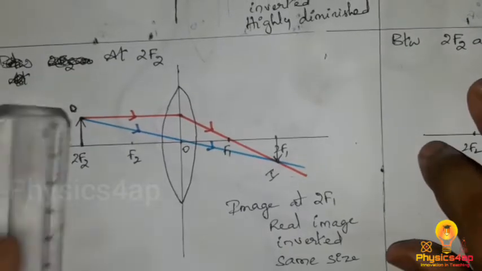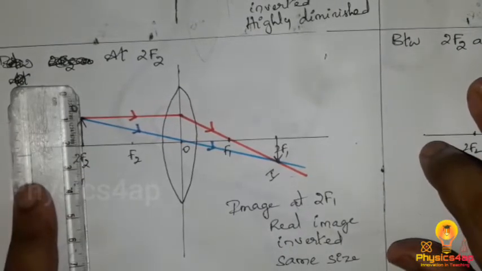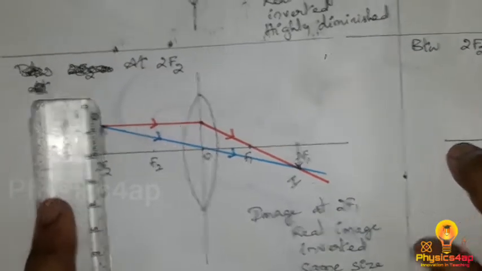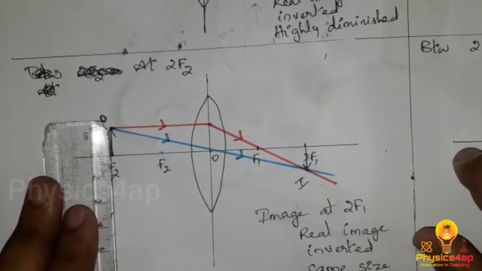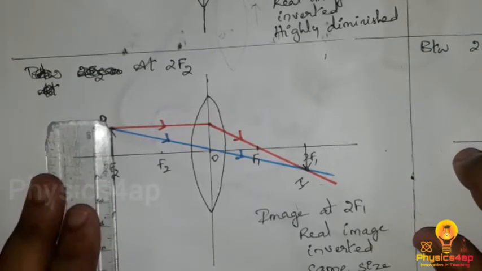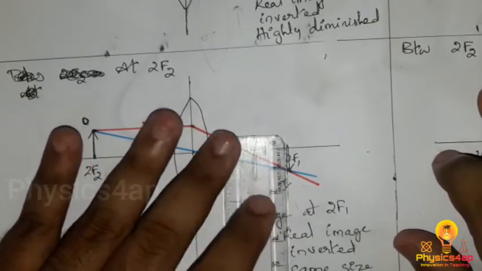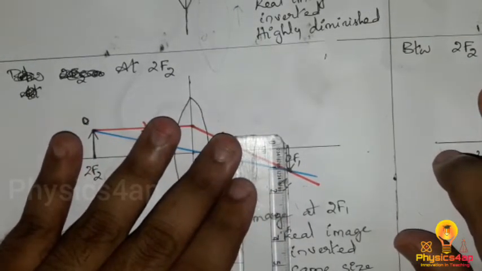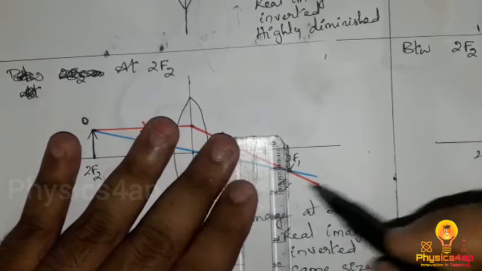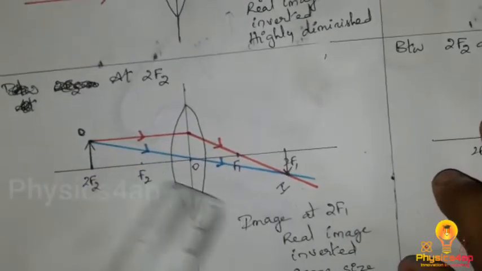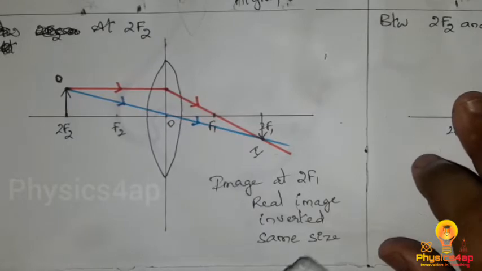So let us see whether it is the same size or not. Here we have 1 centimeter of height starting from 0. So we have 1 centimeter of height here, and if you see here also we have 1 centimeter of height. So that means the size which we are getting is the same size.